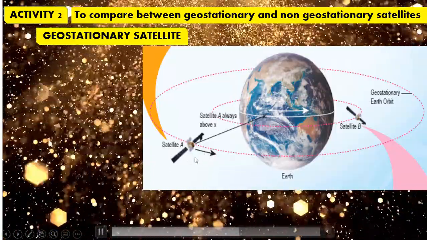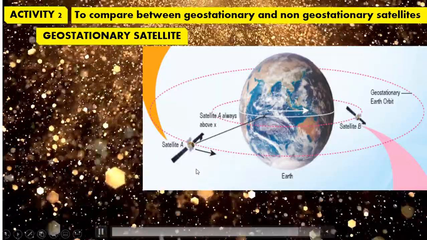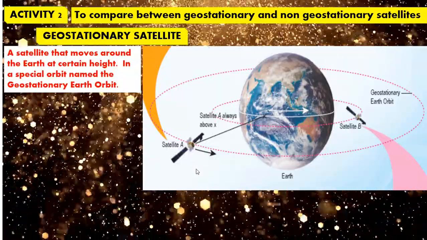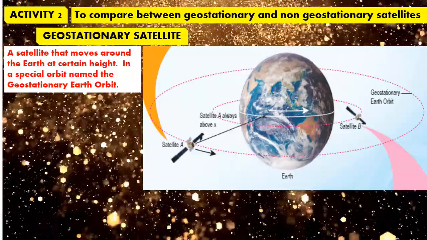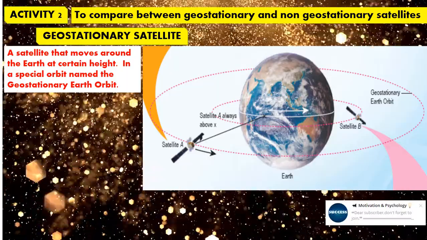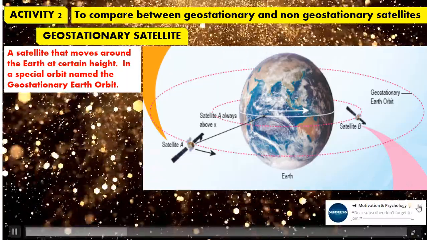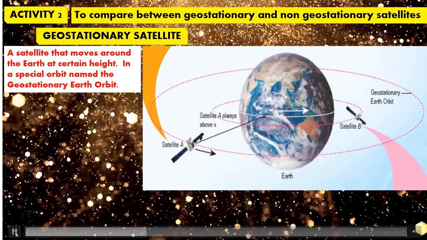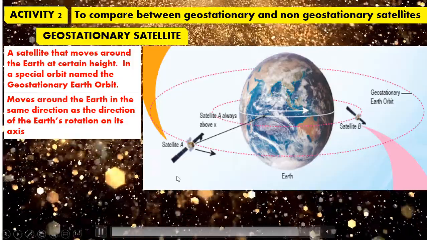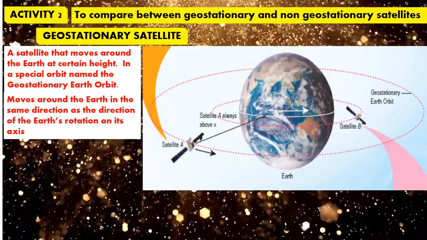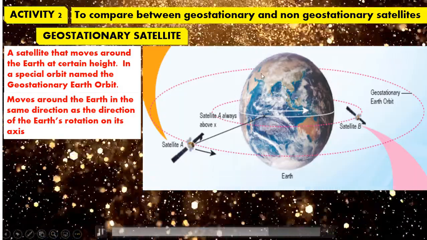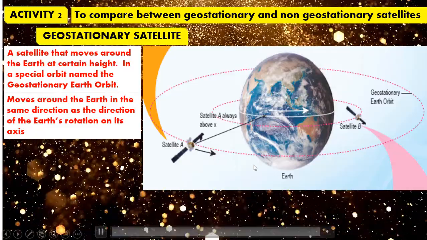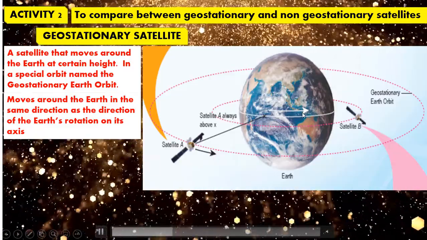What are the characteristics of the geostationary satellite? First, a satellite that moves around the Earth at a certain height in a special orbit named the geostationary Earth orbit. Next, it moves around the Earth in the same direction as the direction of the Earth's rotation on its axis. So let's say the Earth moves in this direction, so the satellite also will move the same as the direction of Earth's rotation.